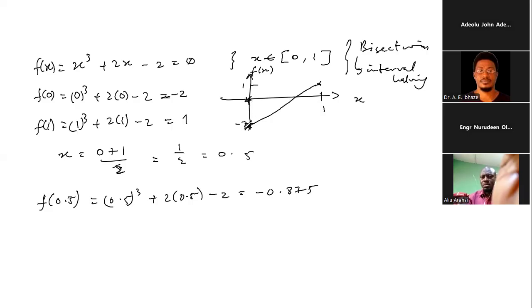So when x is 0, this is minus 2. And when x is 1, this is 1. So we have these two points. I can see one hand up. Deolu John, go ahead, please.